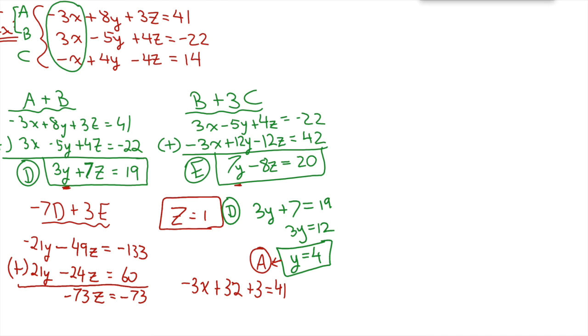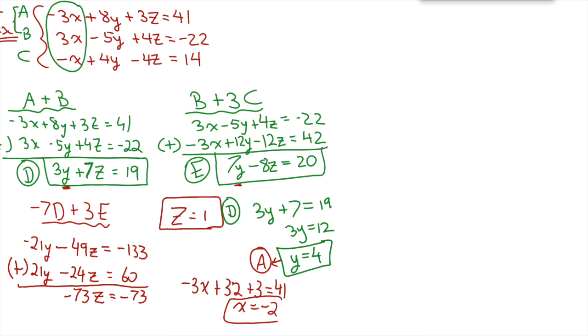So 32 plus 3 is 35. Subtract 35 from 41 and it's 6. So x equals 2. Careful, did you put the z in? 3 times 1 is 3, so 35 minus 41 is negative 6, and if you divide by negative 3, you get x equals negative 2.